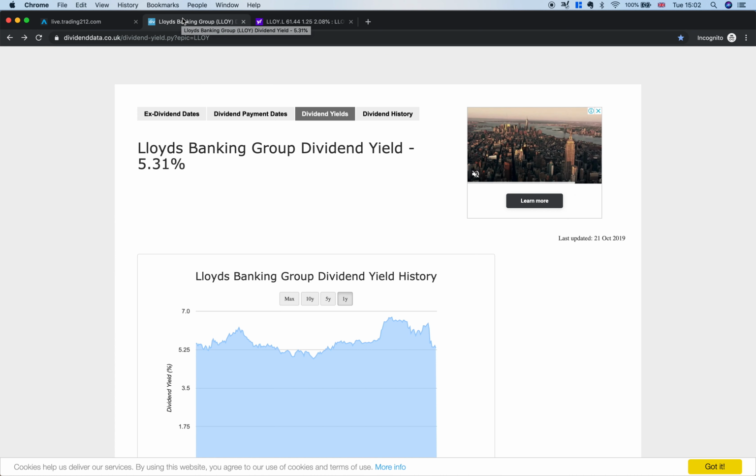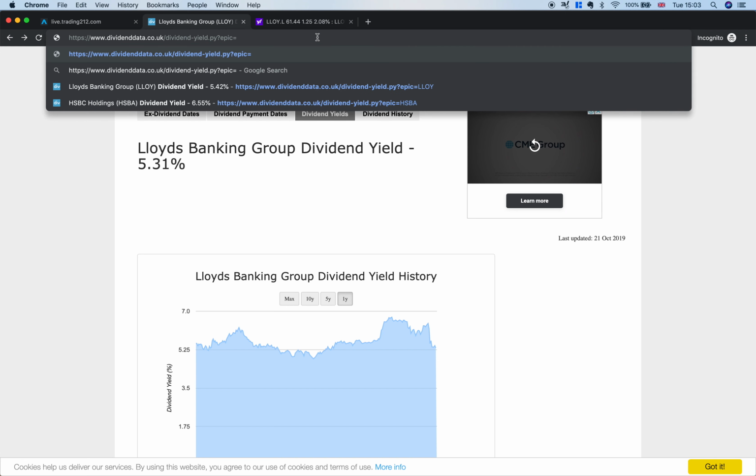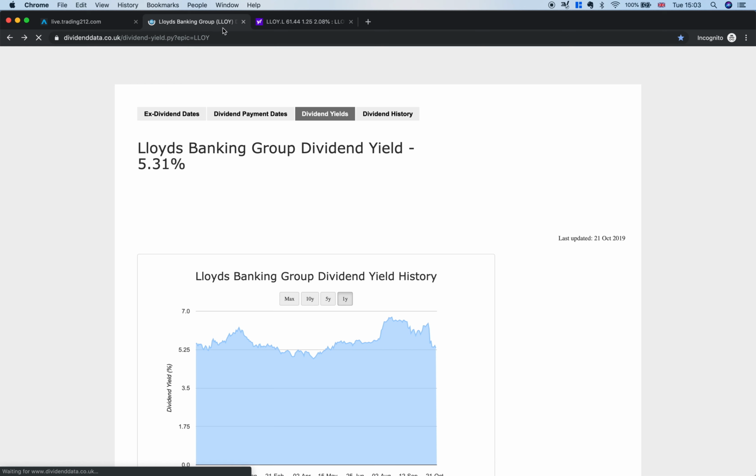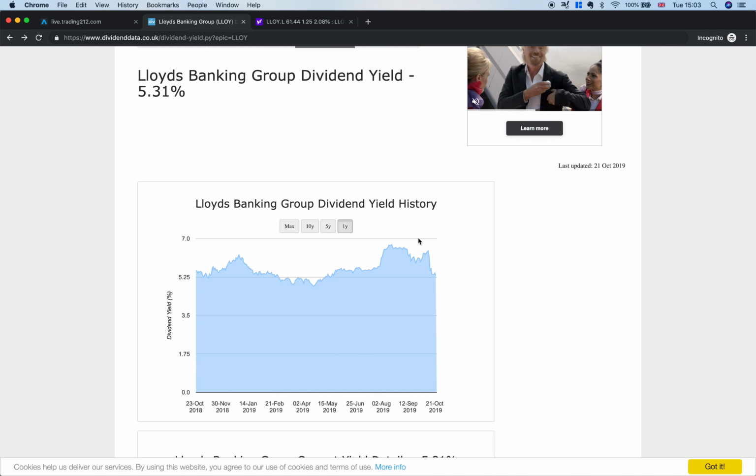So for those who are interested in UK-based stocks and primarily dividend-based UK stocks, there is this website shown on my screen. I will provide the link in the description. Now, sometimes it's easier just to manipulate the URL within the browser. So epic equals, and then you just define the ticker symbol, which I've done here. And this brings up a graph of the dividend yield over time. So at the moment, we're on the 1 year history. We have options for 5 year, 10 year and max.